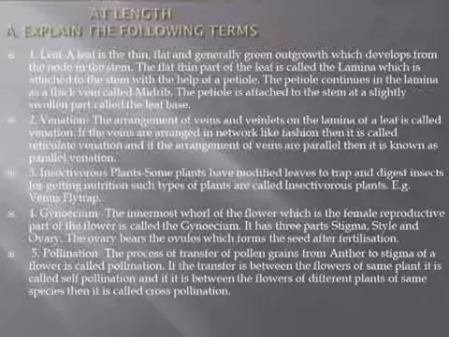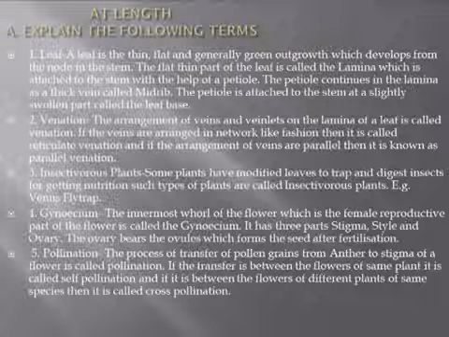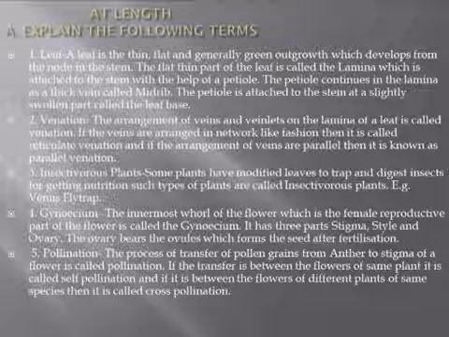Number 1 is leaf. A leaf is the thin, flat and generally green outgrowth which develops from the node in the stem. The flat, thin part of the leaf is called lamina, which is attached to the stem with the help of a petiole. The petiole continues in the lamina as a thick vein called midrib. The main vein is called midrib. The petiole attaches the lamina to the stem at a slightly swollen part called the leaf base.